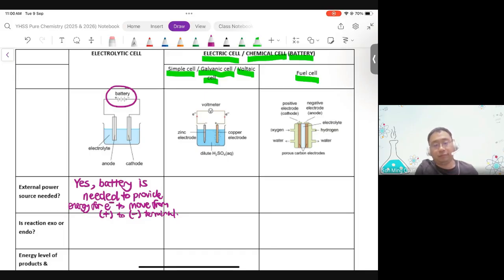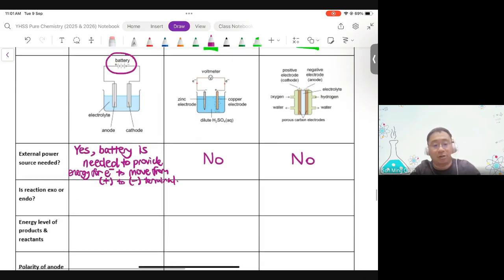Okay? Simple cells or electric cells don't need external power because it's a natural flow of electrons. Electrons are flowing naturally from the zinc to the copper, from negative to positive. Okay? Natural. So electrolysis, not natural. Electric cell, natural.